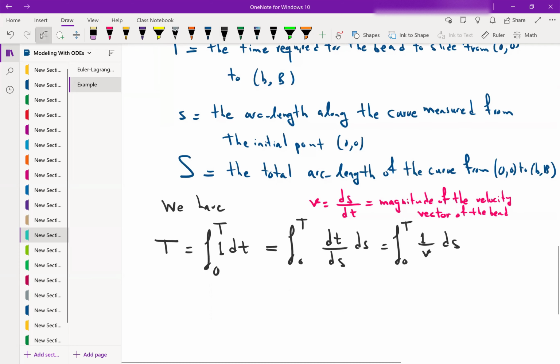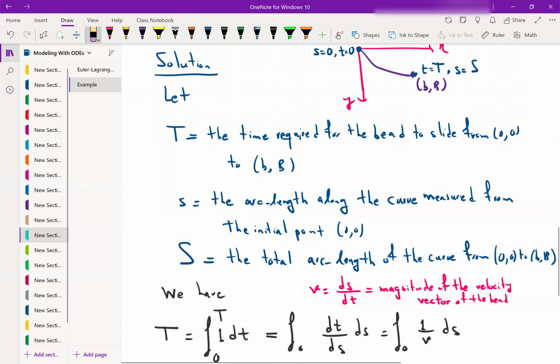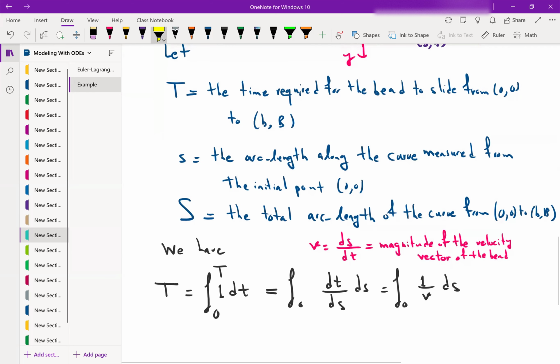Now, I realized that I made a small mistake here. When I used my substitution, when I changed the variable, I also have to change the limits of integration. I didn't change my limits of integration. So the limits of integration for little t are 0 and big T, and the limits of integration for little s, as we discussed, start with little s equals 0 and end with little s equals big S. So I should have put big S here. Okay, so far so good.